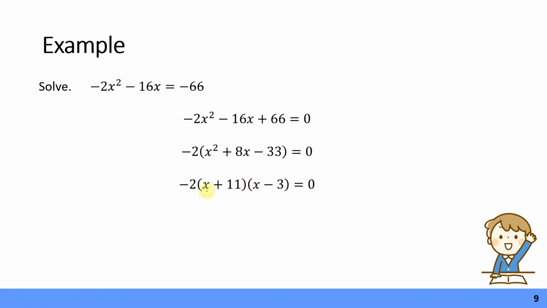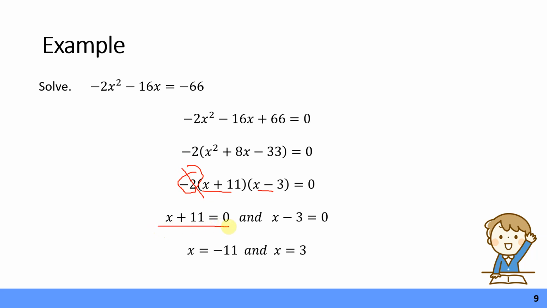So all I do is just set these numbers equal to 0. And that's how I get my final answers, right? So x plus 11, I set it equal to 0. x minus 3, I set it equal to 0. I don't have to set this equal to 0 because it's just a number. If it would have had an x, we would have set it equal to 0, but it's just a number, so we don't care about it. So what's my answer for this? Move the 11 to the other side, I get negative 11. I move the negative 3 to the other side, and I get positive 3. And that is how I get my answers.